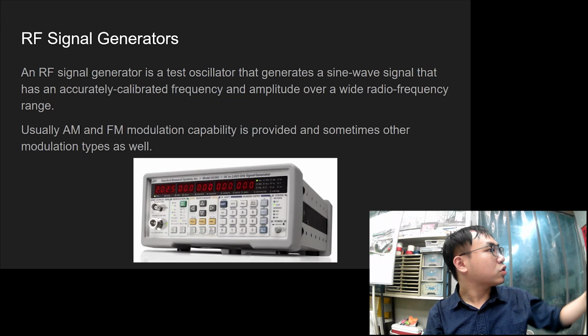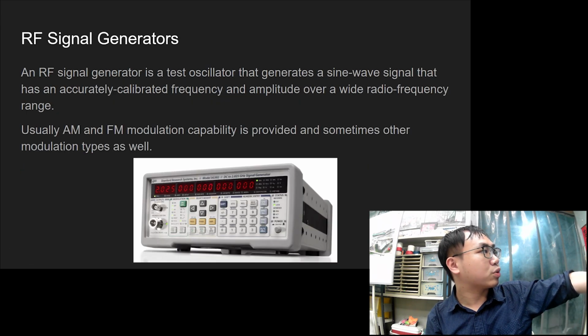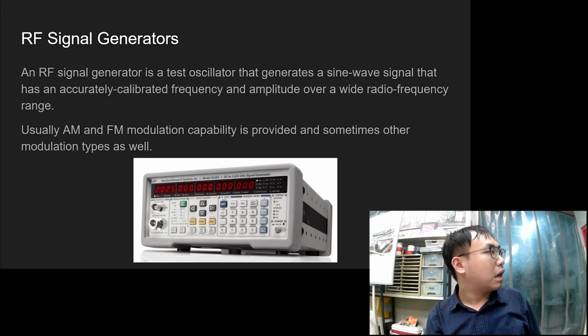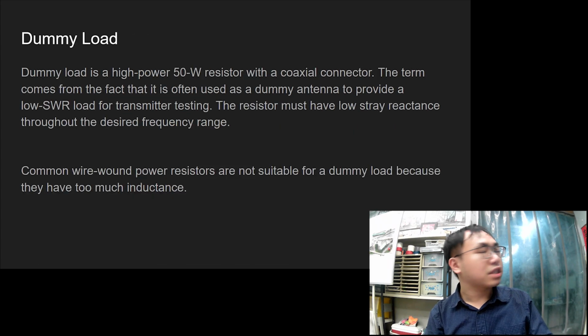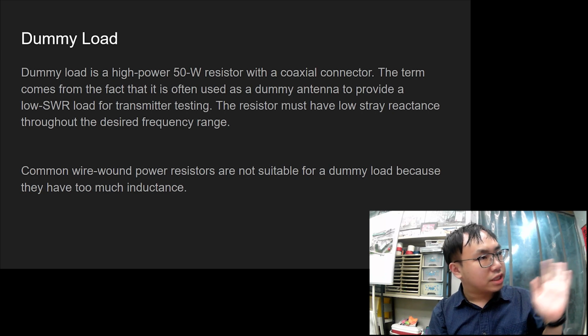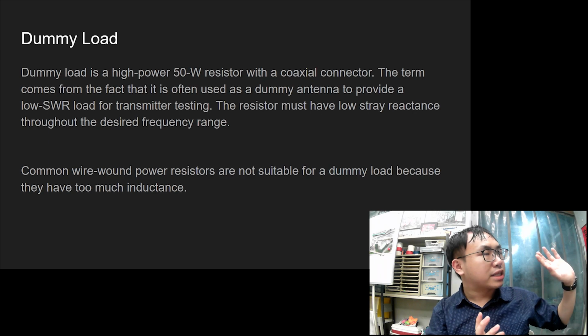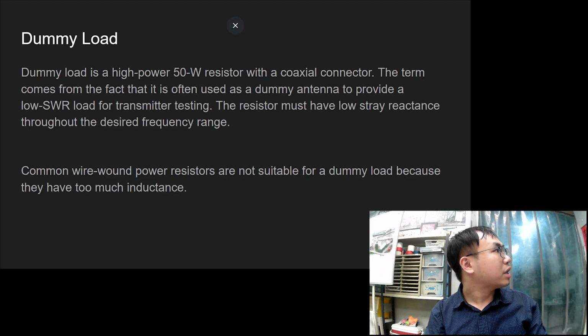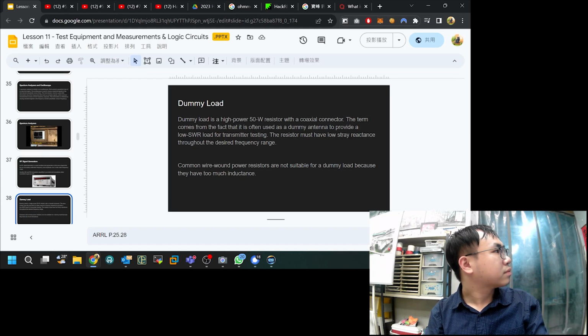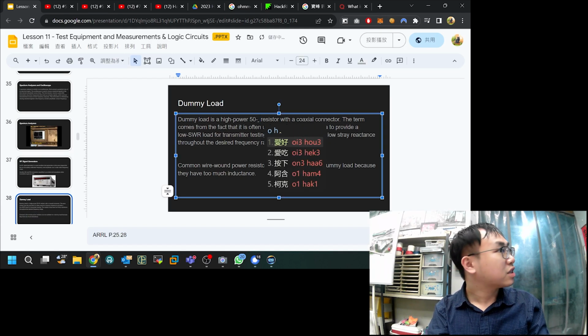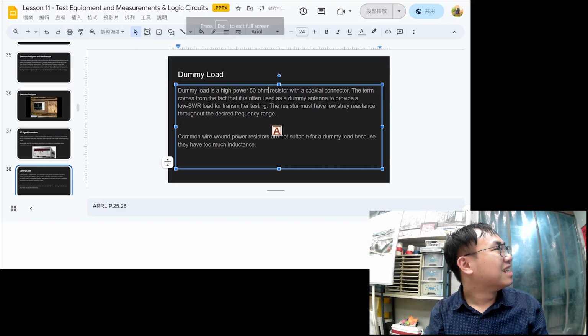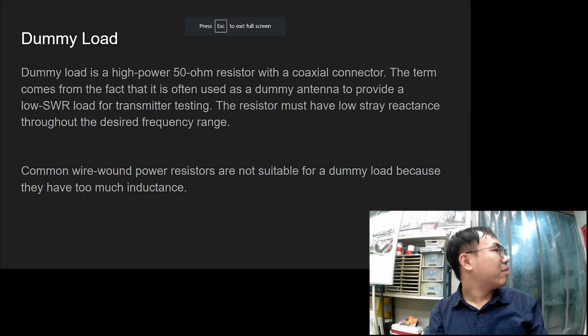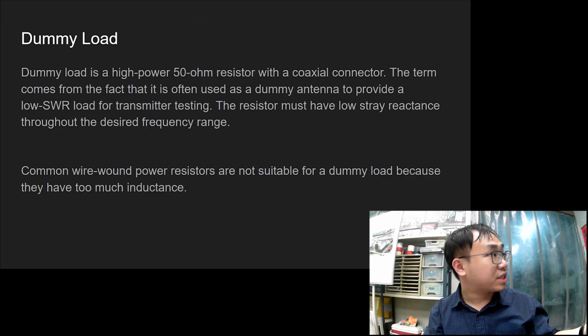Dummy load. So this one is actually the frequency it shows. Okay, I'll give you an illustration of it. Dummy load. We have talked about it many times in our previous lessons, but we didn't have slides to talk about it. Okay. Dummy load: a 50 ohm resistor with a coaxial connector.